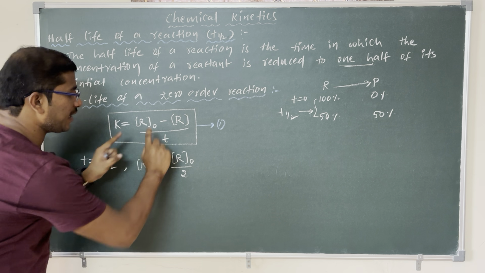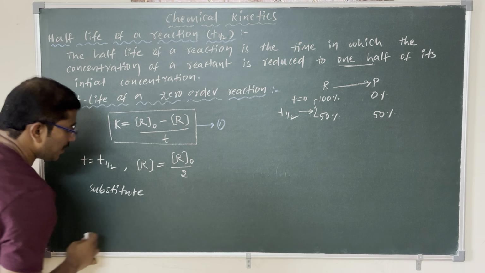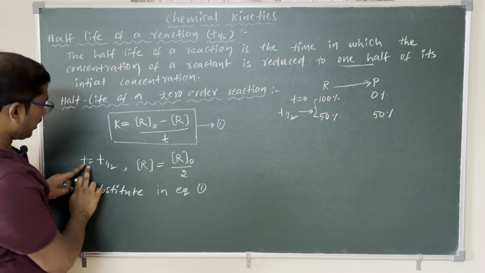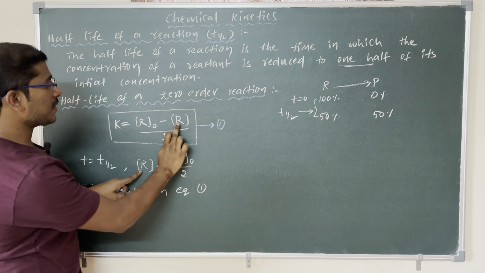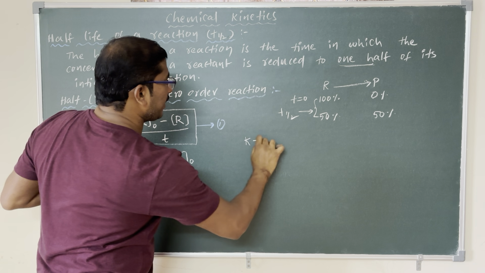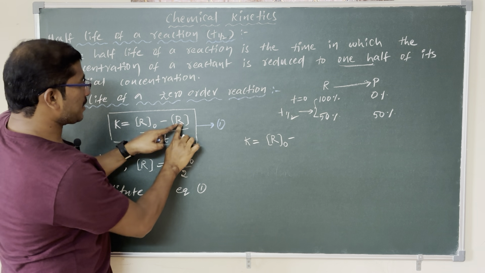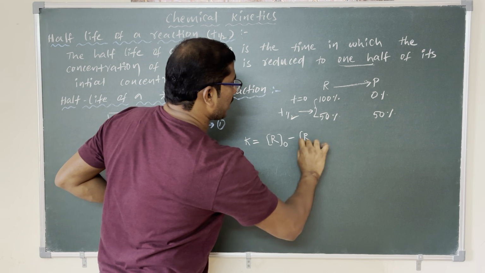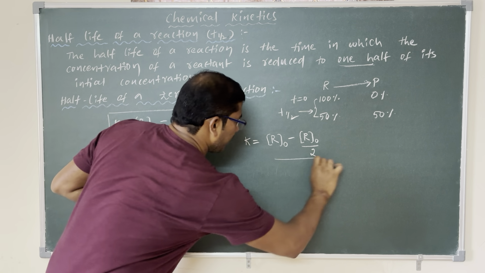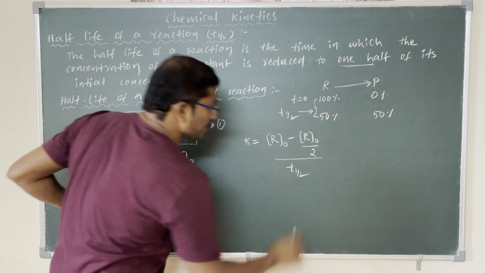Substitute these two values in equation 1. In the place of T, I am going to substitute T half. In the place of the concentration of reactants, I am going to substitute this value. So, what am I getting here? Now, K is equal to the initial concentration of reactants minus, in the place of R, the initial concentration of reactants divided by 2, all divided by T half.